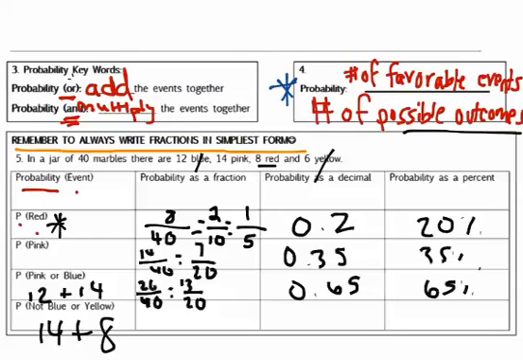So 14 plus 8, we'd get 22 over still 40 total marbles in that jar. If I divide by 2 again, I'm going to get 11 over 20. That cannot be reduced any further; 11 is what we call a prime number. So you'd say it's 0 point, and you can divide it in your calculator, 55, which is 55%.